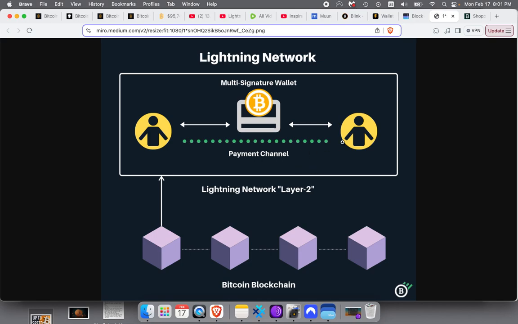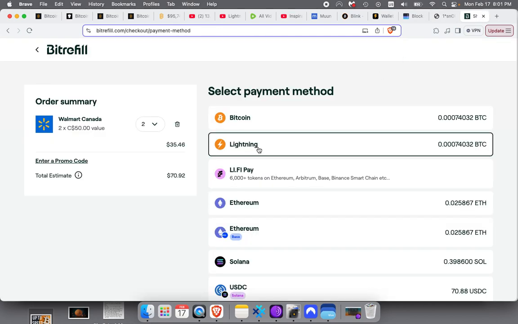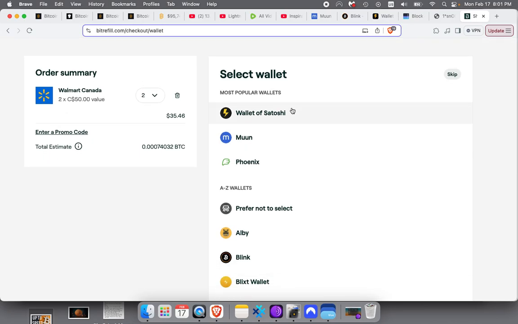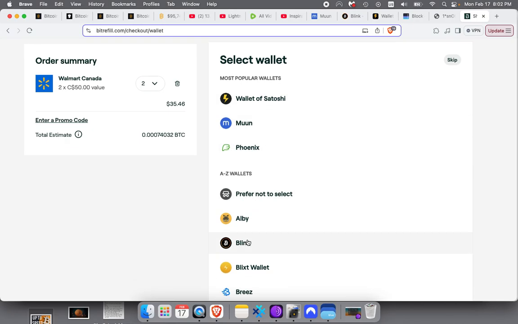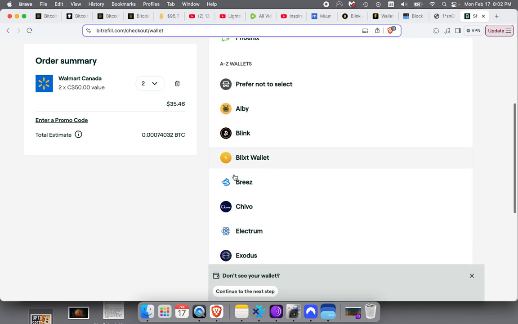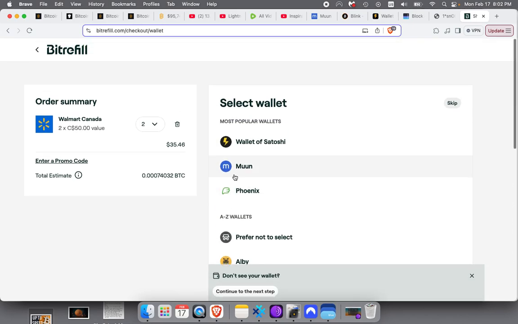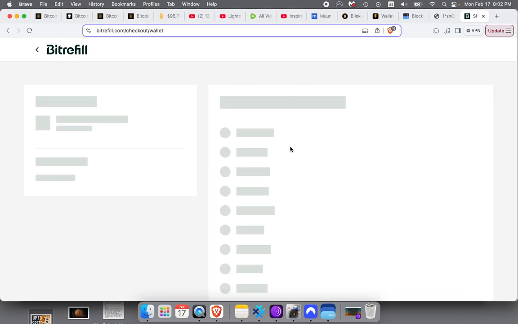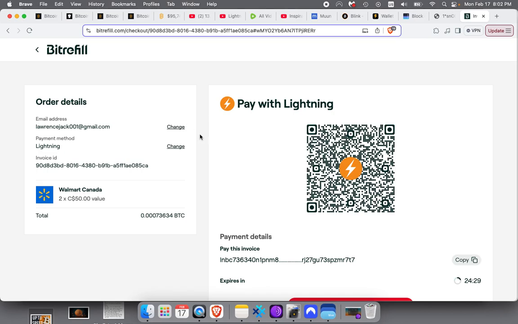So now you make your Lightning payment over here. It's private. You click on Lightning, right? This is Bitrefill, and now you choose your wallet. You want to choose Wallet of Satoshi, Moon Wallet, or Phoenix, right? And there are so many other options. There's Blink, Chivo, anything you want. Now, if you want to go back and choose Bitcoin, you can choose that as well. And there's some other crypto as well, but now we're talking about Lightning and Bitcoin. Let's say Wallet of Satoshi.